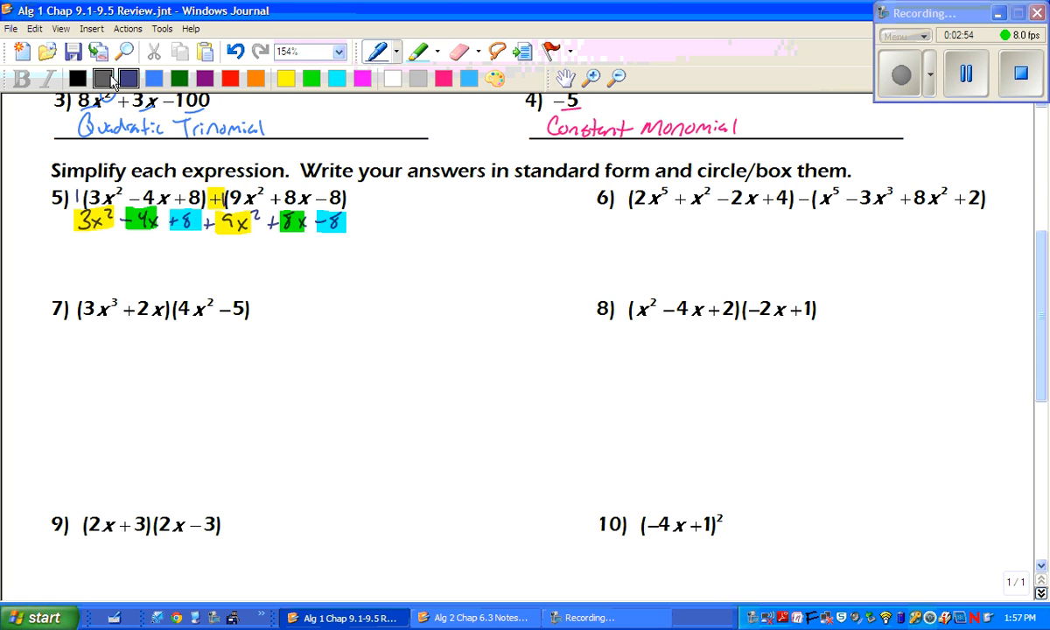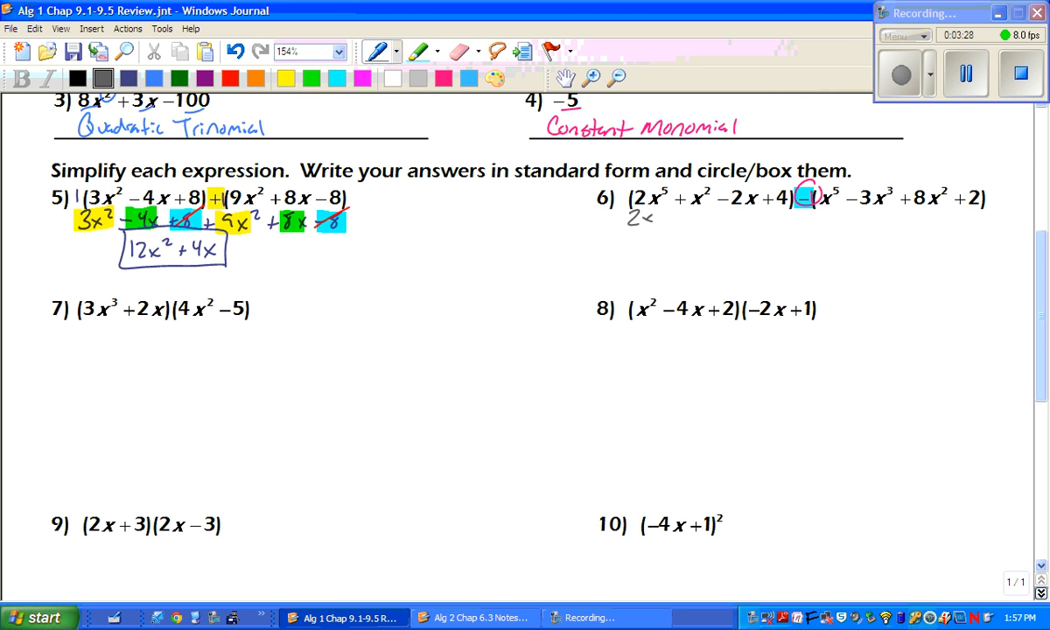3x squared and 9x squared would give us 12x squared. Negative 4x and positive 8x would give me positive 4x. And 8 and negative 8, those guys actually cancel out. So we're left with 12x squared plus 4x. Looking at the next one, in between them, we have a negative symbol. So we need to distribute a negative 1.